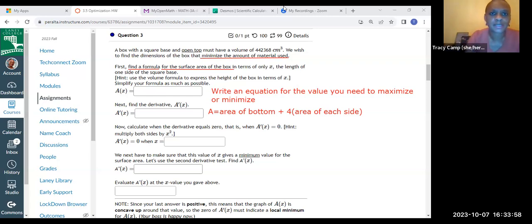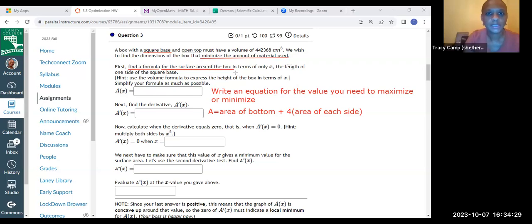I know it's 4 times the area of each side, which is kind of different from my box, because the box we're given for this problem has a square base, which means each side will be the same, right? Each side will have the same area if they all have the same base and the same height.